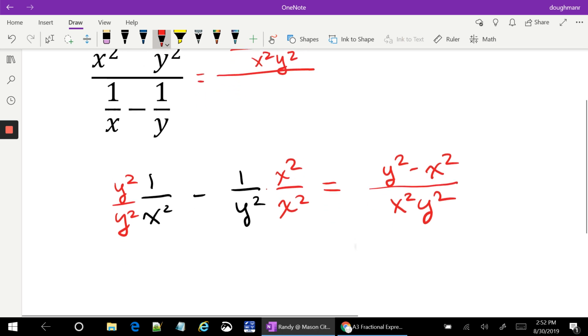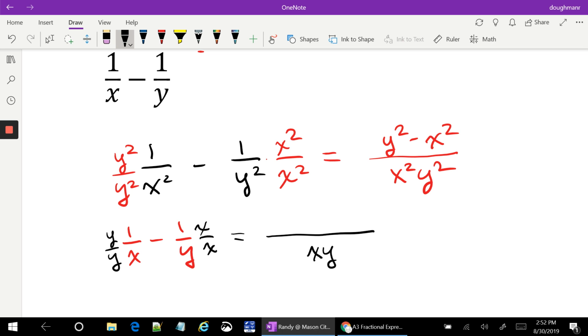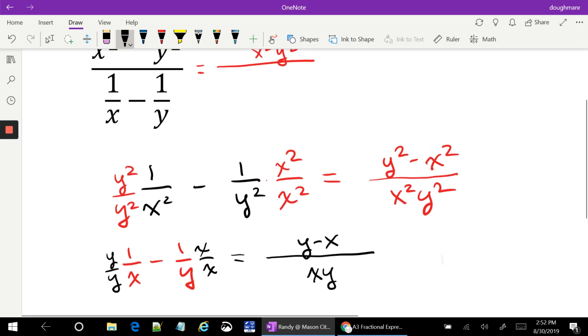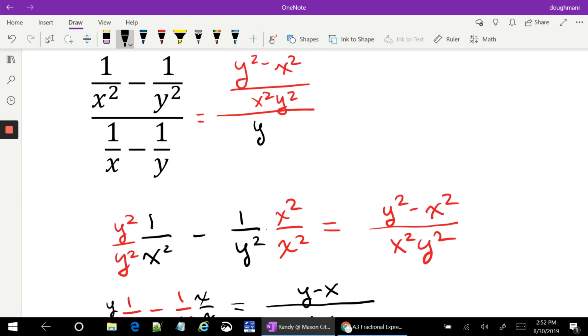All right, now let's work on the denominator. So I've got 1 over x minus 1 over y. I need a common denominator here. So I'm going to multiply the first fraction by y over y and the second one by x over x. And now I have xy as the denominator of my denominator, and the numerator is simply y minus x. So I can put that back up here. So now I've got y minus x over xy.